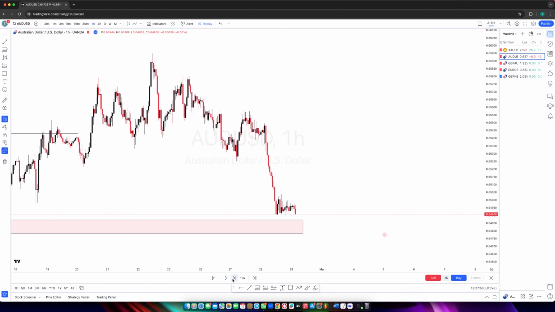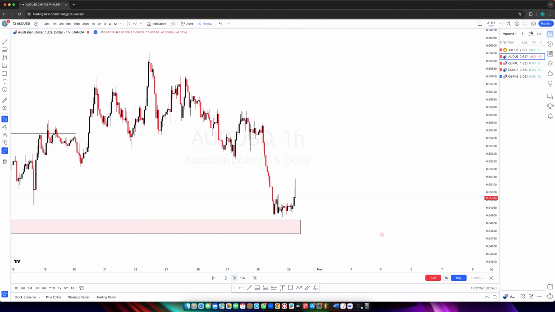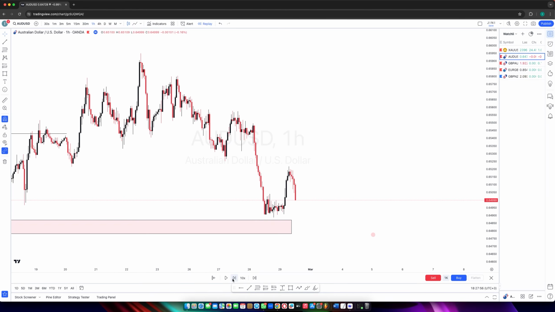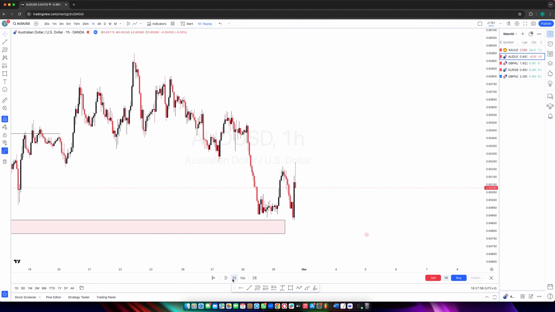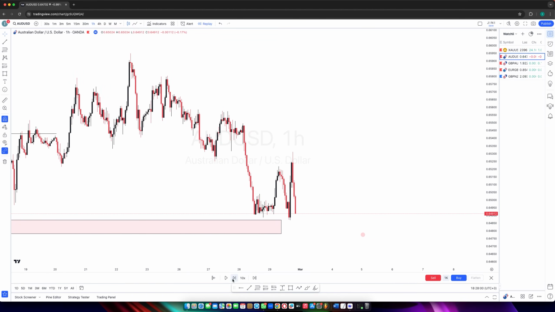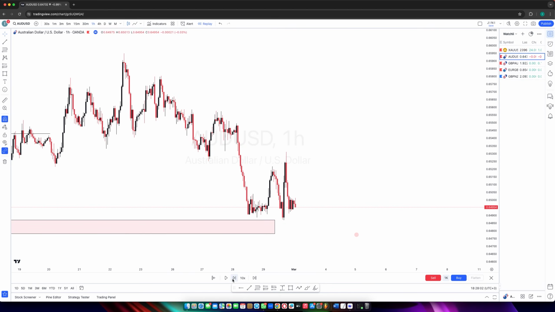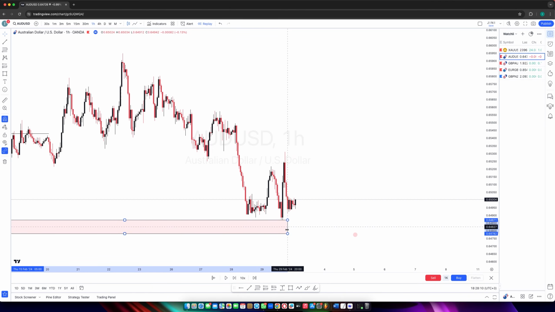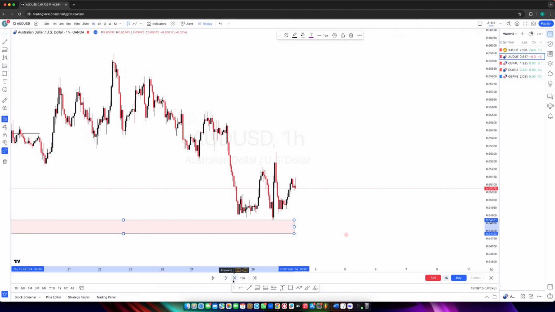So let's wait again till the market taps our entry. The market went up, yes, but still didn't enter this area of liquidity. It just tapped above the point but didn't enter the area of liquidity. So we have to wait till the market reaches that point.